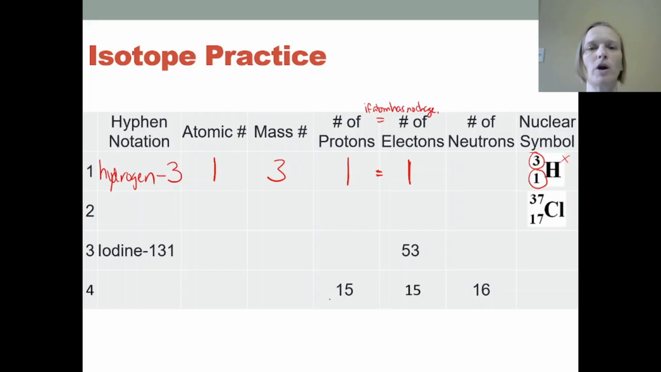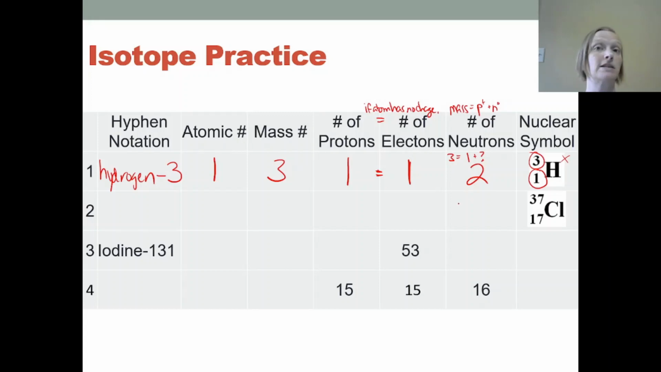So I only have one more column to fill out here, and that's the number of neutrons. Remember, neutrons are included in the mass number. The mass number is the protons plus the neutrons. So my mass number is 3, and that equals the number of protons plus my mystery number of neutrons that I'm trying to calculate. What plus 1 equals 3? Well, 2 plus 1 equals 3. So 2 is my number of neutrons.